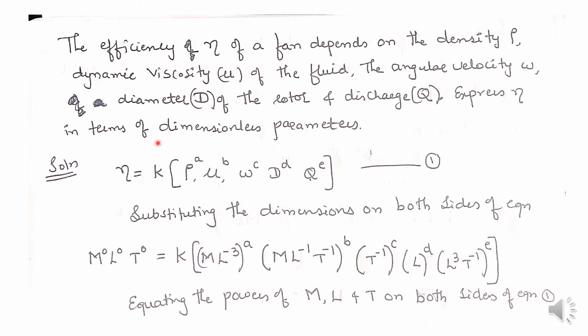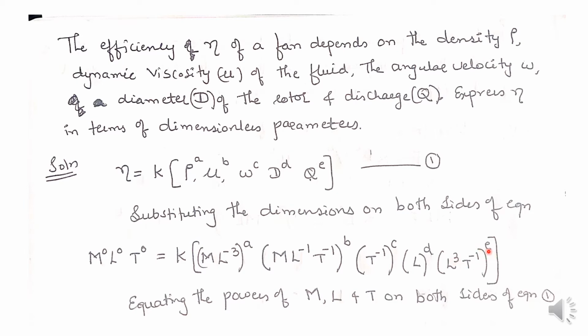K, as it is. Density has fundamental dimension M L to the power minus 3, raised to the power a. Viscosity has fundamental dimension M L to the power minus 1 T to the power minus 1, raised to the power b. Angular velocity is T to the power minus 1, raised to c. Diameter d in terms of length is L to the power d. Discharge has unit meter cube per second, that is L cube divided by T, so L cube T to the power minus 1, raised to e.